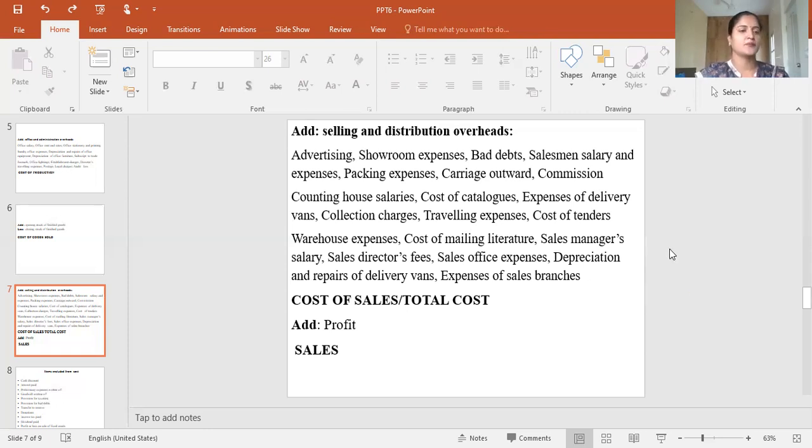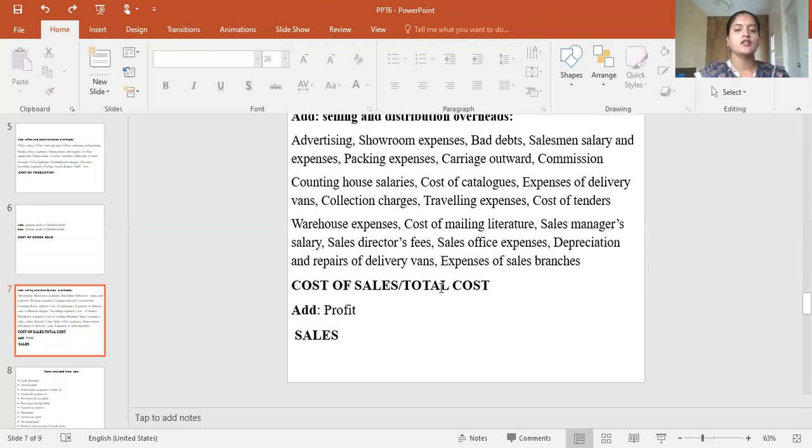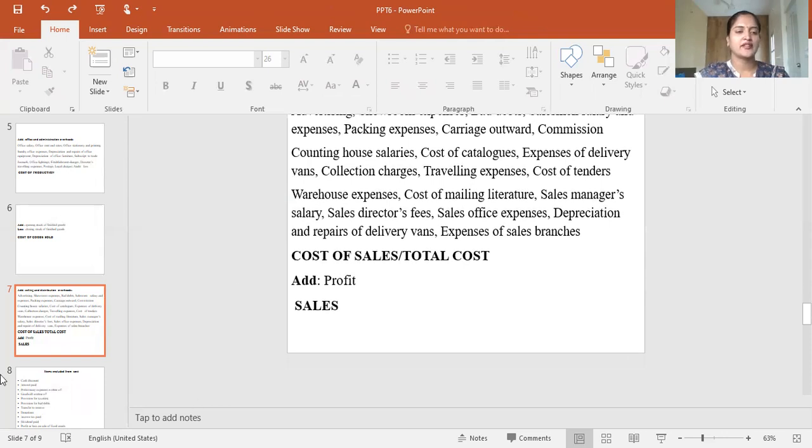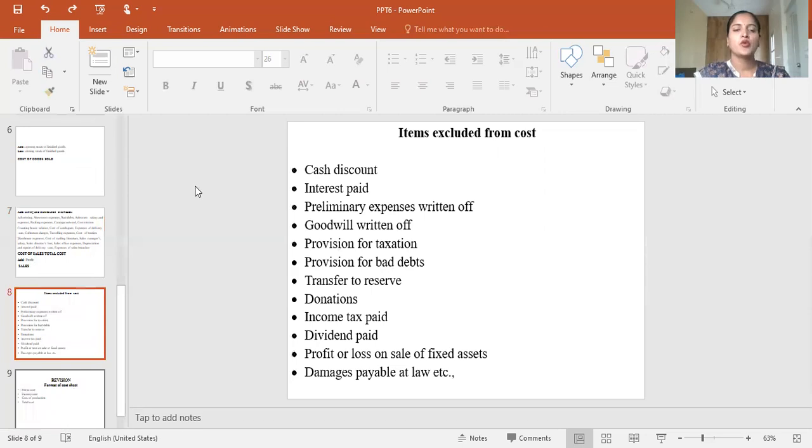So after the cost of goods sold, you should add these expenses, and later we are going to get the cost of sales or the total cost. For that we should add the profit, and then ultimately we are going to get the sales here. Okay, and next, move on to the next slide.